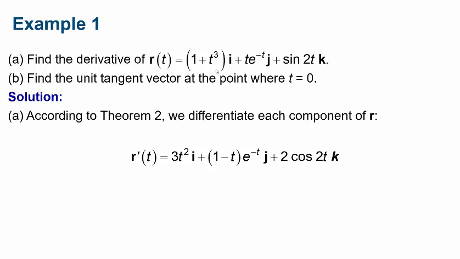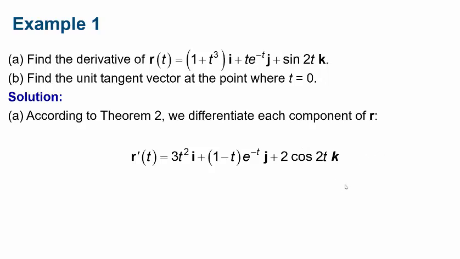So the derivative of the first component is obviously just 3t squared, times i. Here, t e to the minus t, you're going to have to use the product rule. So this ends up differentiating as (1 minus t) times e to the minus t. Both terms will obviously have an e to the minus t, we're just factoring it out, times j. And then the derivative of sine is cosine, so you're just going to need to use the chain rule here. So this just becomes 2 cosine of 2t k.